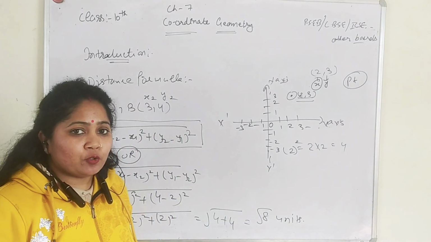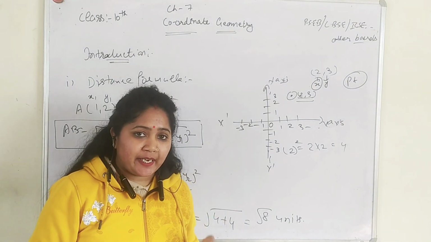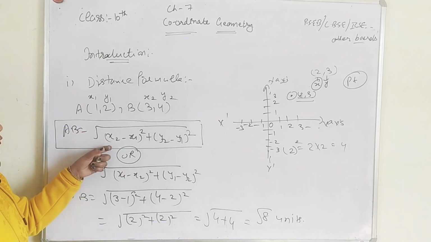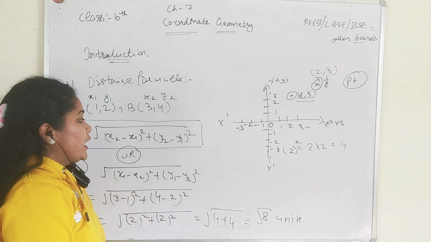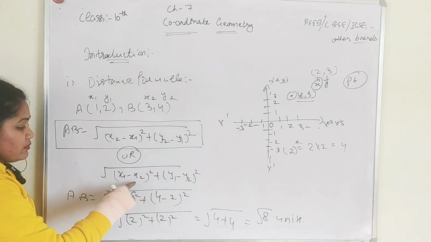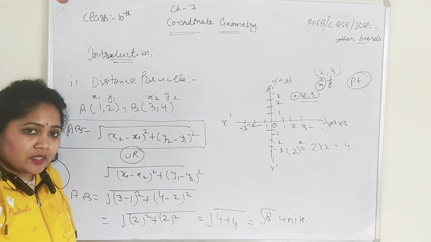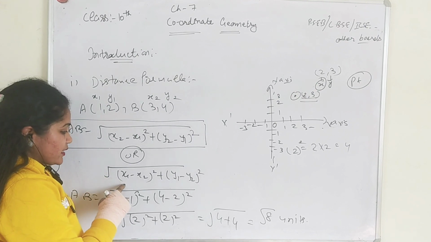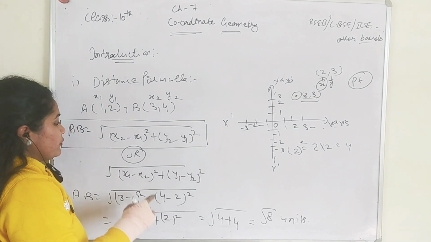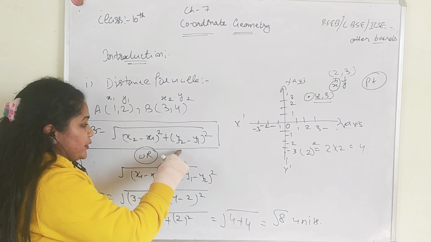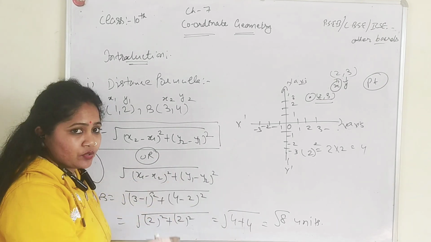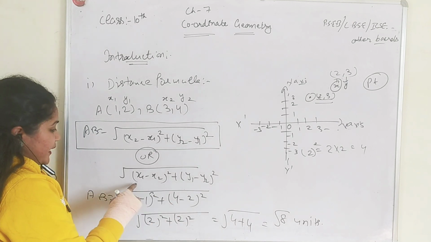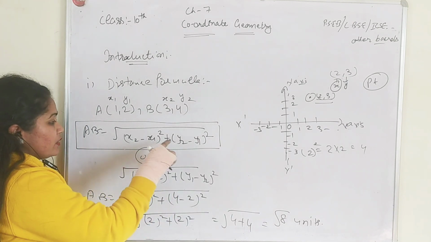So if you want to find the distance between 2 points A and B, then you can use this formula, x2 minus x1 square plus y2 minus y1 square. Also you can use this formula, x1 minus x2. You can notice here that if here is x1, then here is also y1. If here is x2, then here is also y2. You can't write x1 here and y2 here. No, it is wrong. So you write x1, y1, x2 and y2.